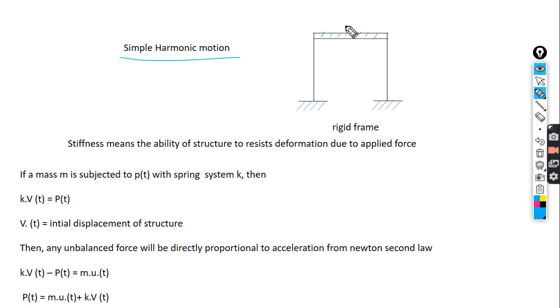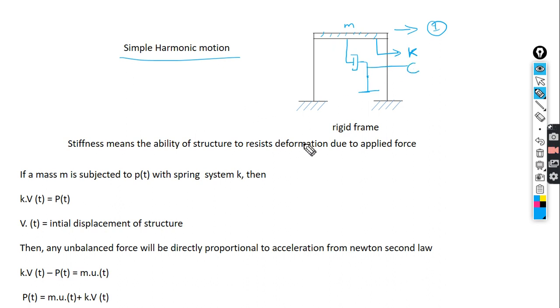Suppose we have a rigid frame having mass m. We know that here the degree of freedom is 1. It possesses some stiffness, which we denote by k. And if the structure is damped, that damping can be denoted by c.